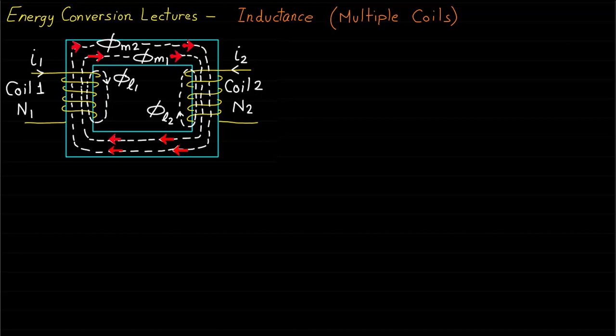Therefore, the magnetic fields that link coil 1, represented by phi 1, are equal to phi L1 plus phi M1 plus phi M2. The magnetic field phi M2 in this equation is considered a mutual magnetic field between coil 1 and coil 2 because it is produced by coil 2 and links coil 1. Now let's move on to coil 2.